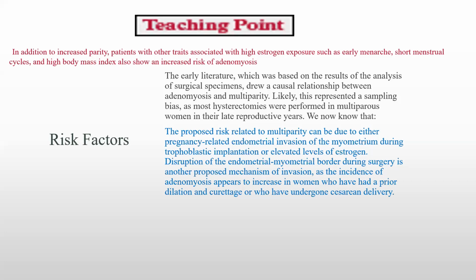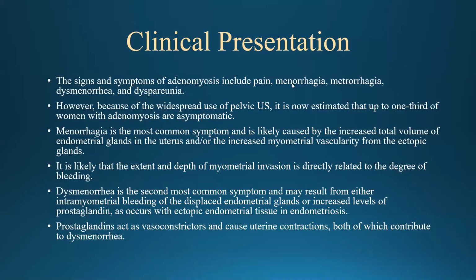The clinical presentation, as I mentioned, the signs and symptoms include pain and menorrhagia. We want to refrain from using terms like menorrhagia and metrorrhagia. Menorrhagia is heavy menstrual bleeding, metrorrhagia is irregular bleeding, dysmenorrhea is painful periods, and dyspareunia is painful sex. However, because of the widespread use of pelvic ultrasound, it's now estimated that up to a third of women with adenomyosis are asymptomatic.